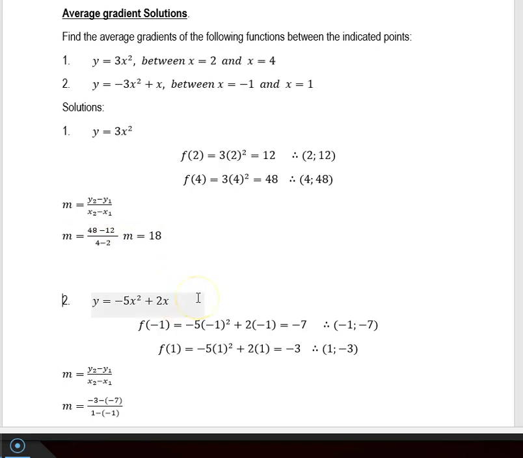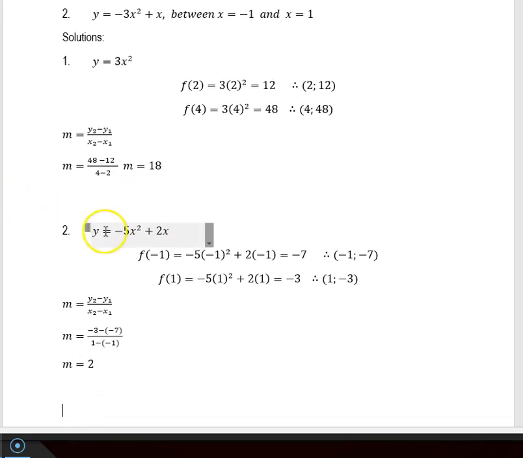Now let's find the second example's gradient. Here we're given minus 5x squared, so it should be minus 5x squared in that question, at the points given, minus 1 and 1. If I put my minus 1 first, I'm going to be having minus 7. And I put again my 1, the second value of x, I'm going to be having minus 3. And so my x1 is minus 1, my y1 is minus 7, my x2 is 1, my y2 is minus 3. Applying the formula for the gradient, I'm going to be having that.